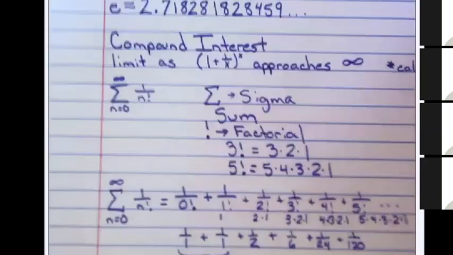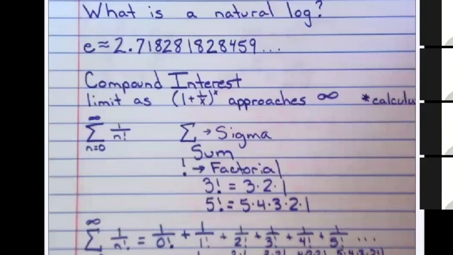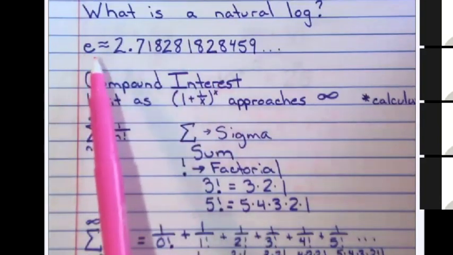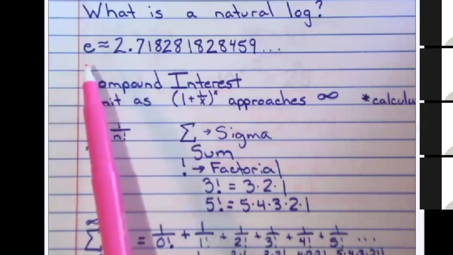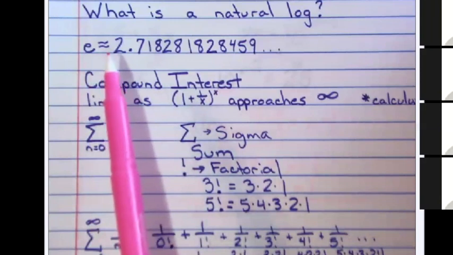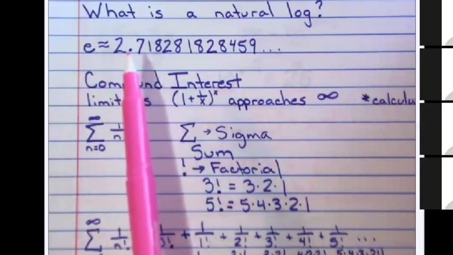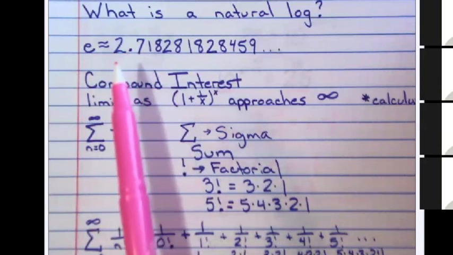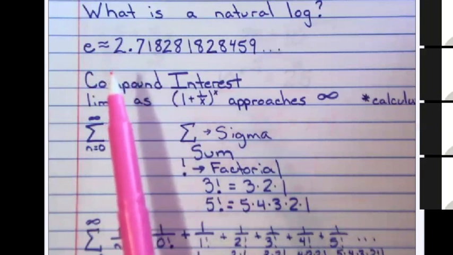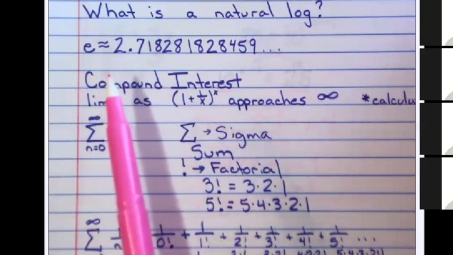So what is a natural log? Natural log has a very special base. The base of natural log is e. Now, if you find the e button on your calculator, you'll find that it gives you this long decimal. E is kind of like pi. Pi is 3.14159. It's a decimal that goes on forever and doesn't end. It's irrational. E is similar.